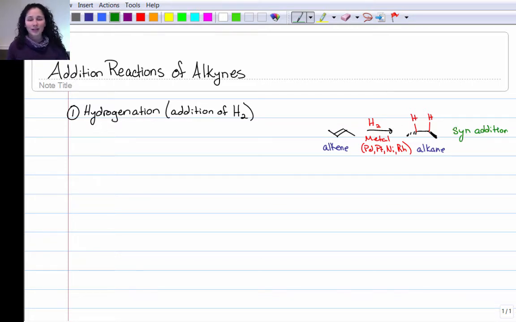We're going to learn now an analogous reaction for alkynes, and we'll see that the same sort of things happen. And we're going to learn three different conditions that you can use. So in the first condition, we're going to use exactly the same metal catalyst in the presence of hydrogen. This reaction will also give you an alkane.